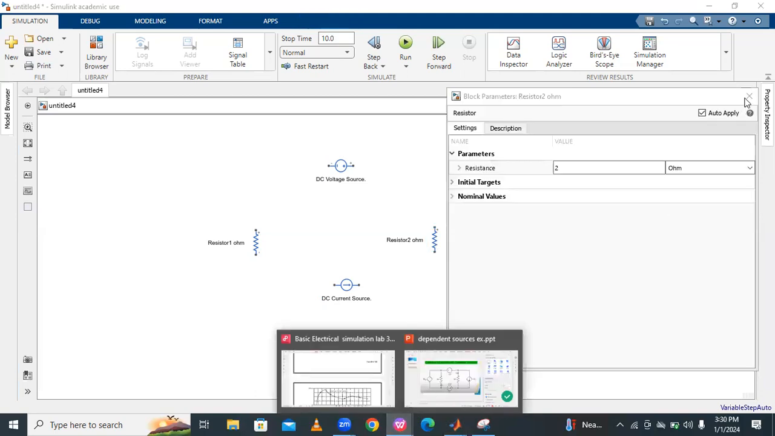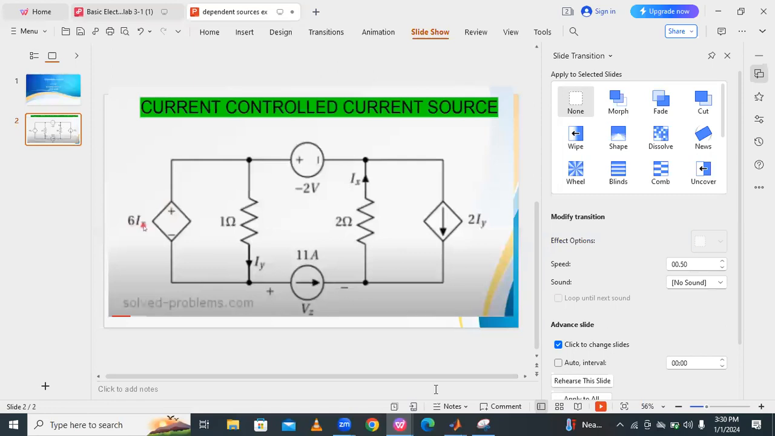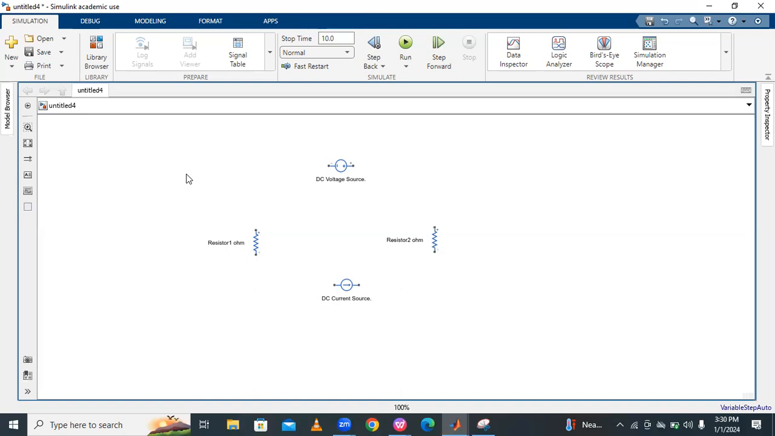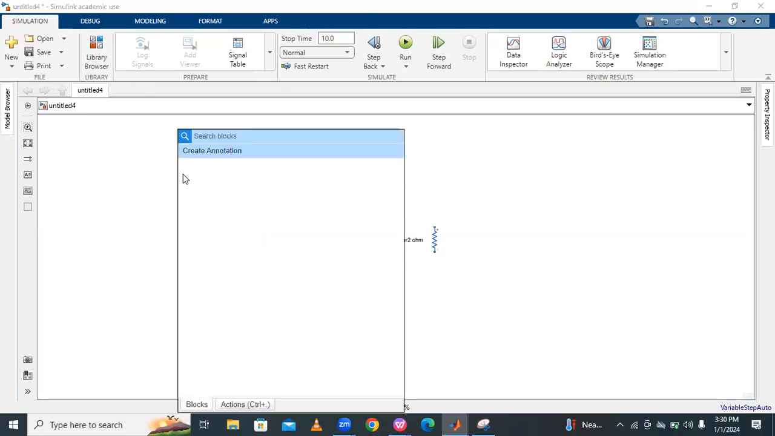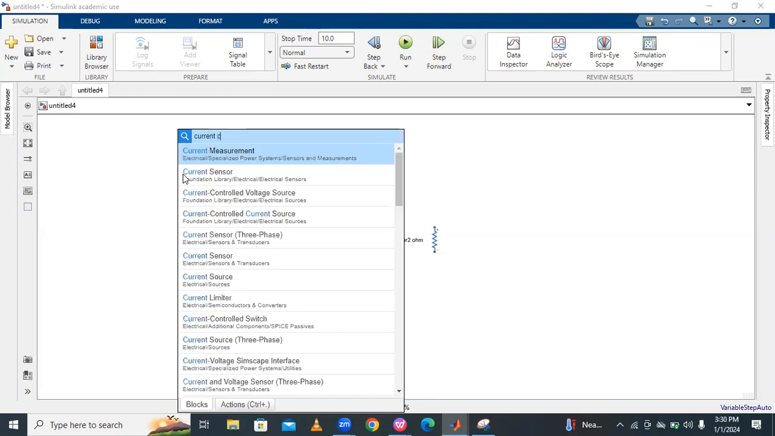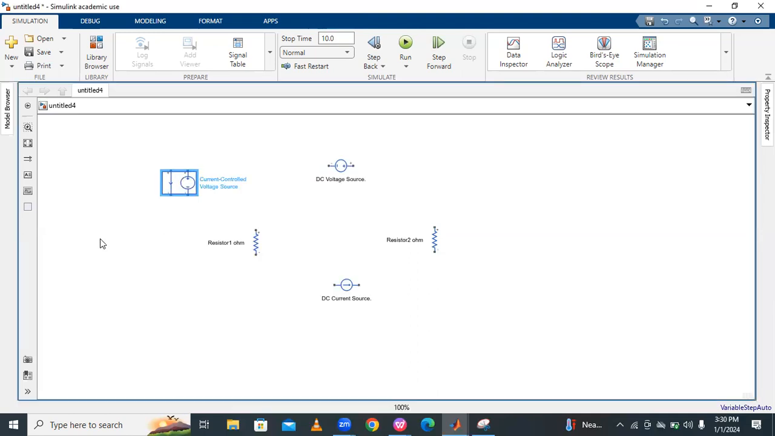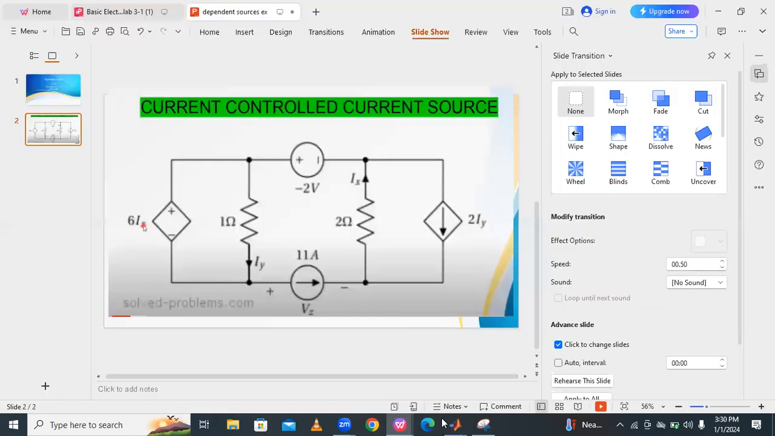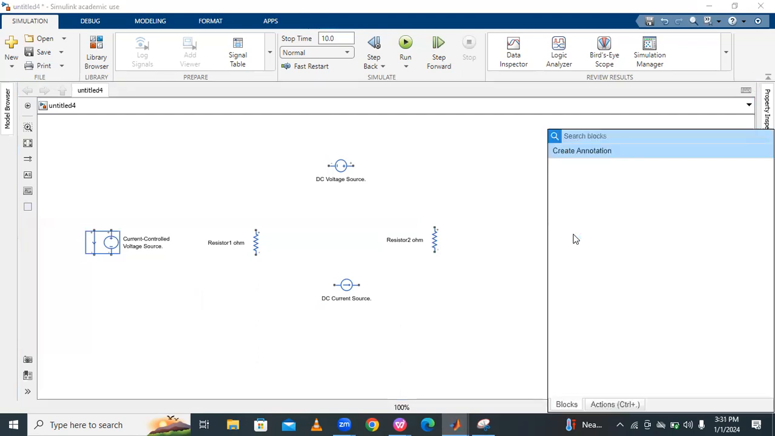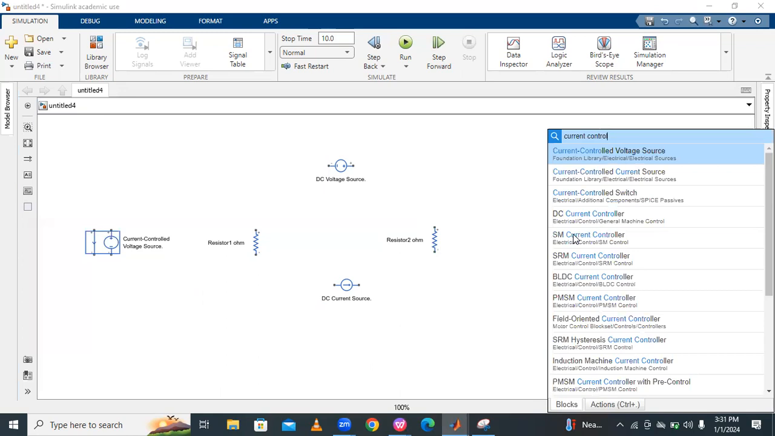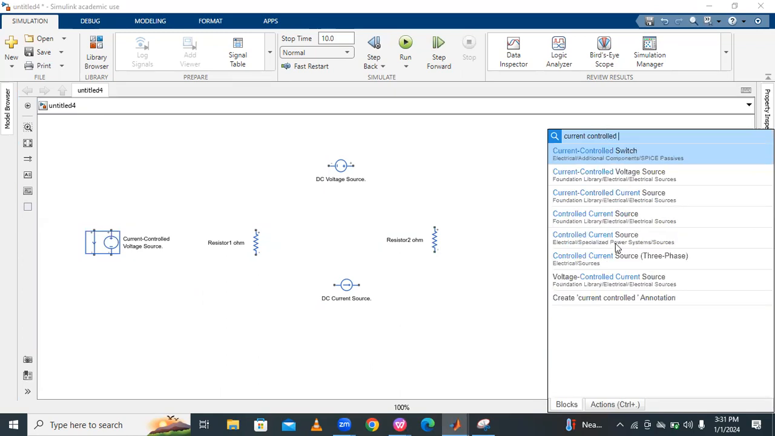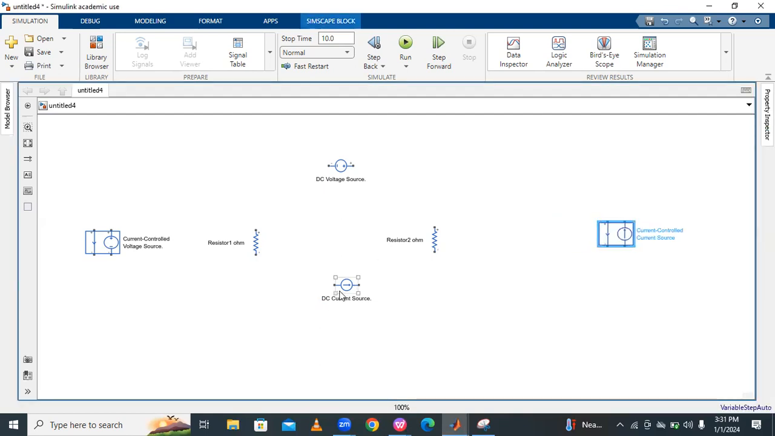What is required next? The voltage source and current source are done. Next is the current controlled voltage source. Right here, current controlled voltage source. And similarly, a current controlled current source is required. Next, right here, current controlled current source. Like this.